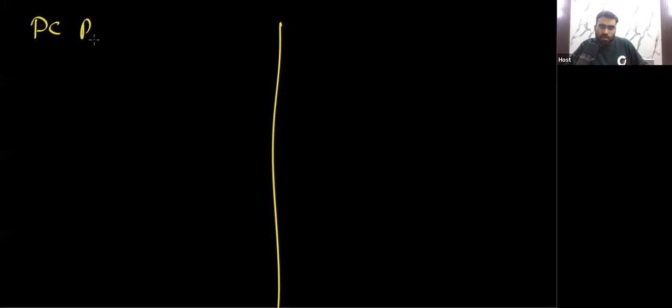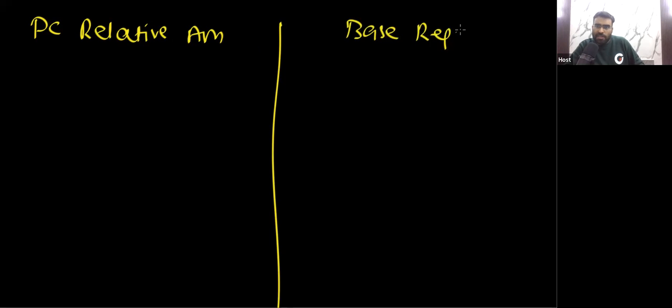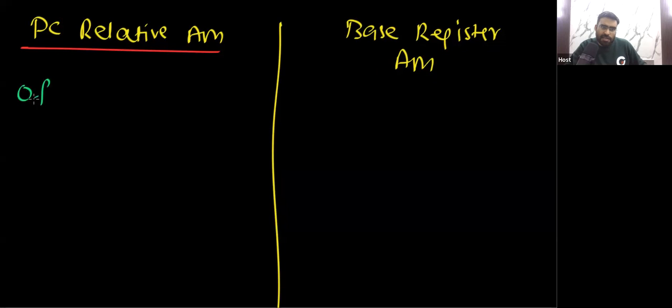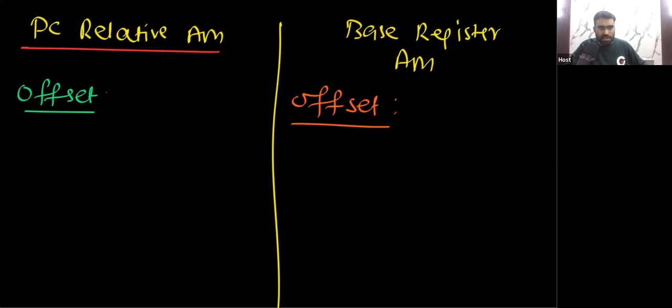One question I want to ask: you tell me the difference of offset in the PC relative addressing mode and in the base register addressing mode. Means here, tell me, was the offset unsigned or signed? And here, should this offset be signed or unsigned?